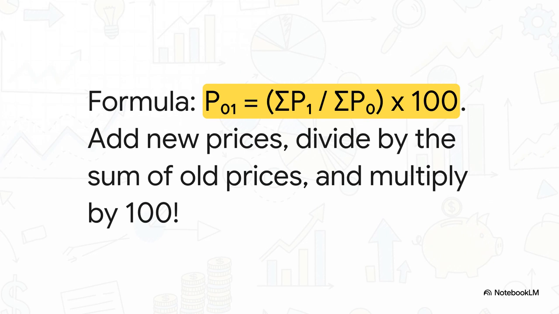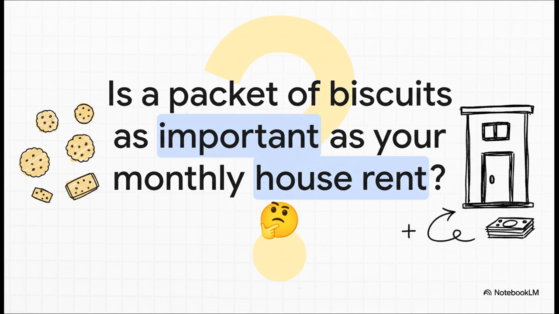For this method, the steps are easy. First, add up all the new, current prices. We'll call this sigma P1. Then divide that by the sum of all the old prices from our starting point, or sigma P0. Finally, just multiply by 100. That's it. But there's a big problem with this simple method.